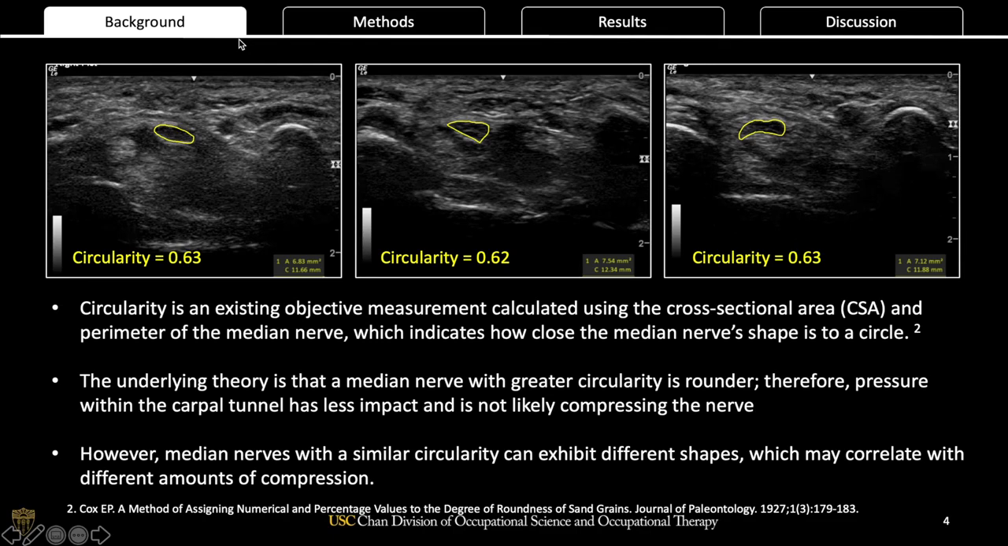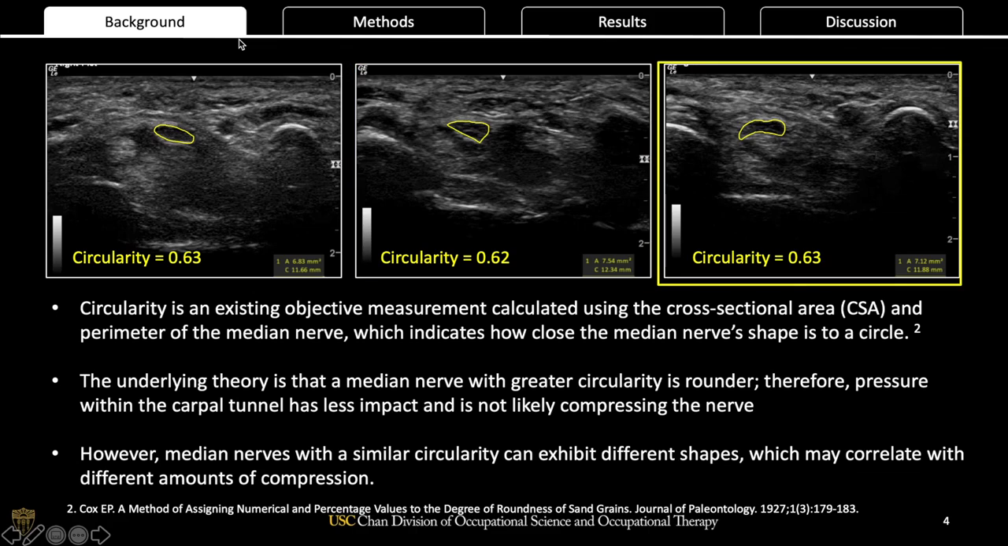For example, as shown in these three images, they all have almost the same circularity. However, they demonstrate different shapes and different amounts of compression by the surrounding structures. The first one has a circularity of 0.63 and shows a rather round shape and is free of compression. The second one has a circularity of 0.62 and shows a compressed flat side and a sharp angle.